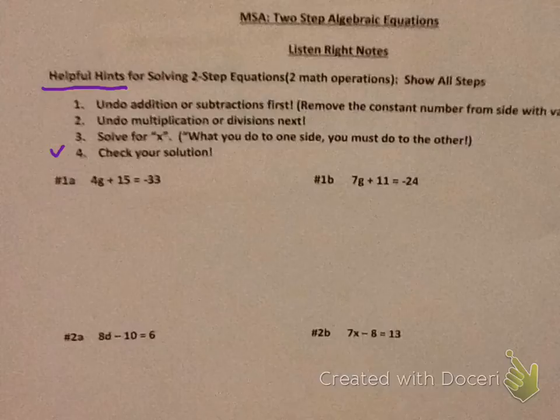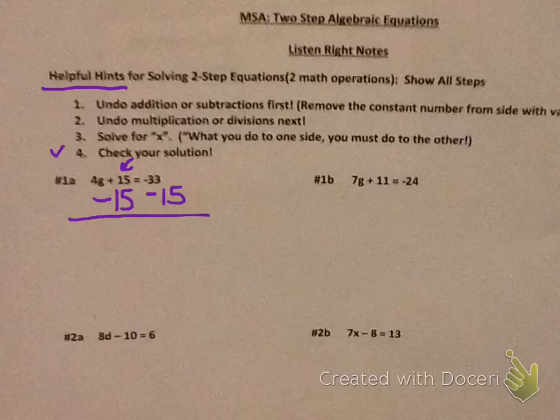In the example, we have 4 times g plus 15 equals negative 33. So the two operations that we have in this equation are multiplication and addition. So helpful hint number 1, undo addition since that's what we have first. And if you remember from our last lesson on one-step, to undo addition, we subtract that constant number that we are adding. So that would be the constant number, 15, that I've just pointed to. And to maintain that equality, we are going to subtract 15 from both sides.